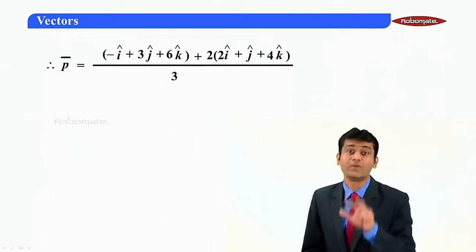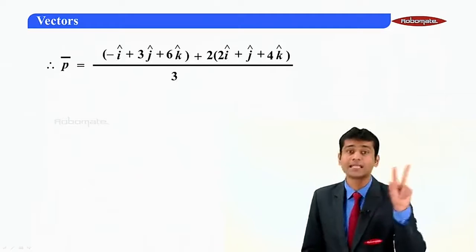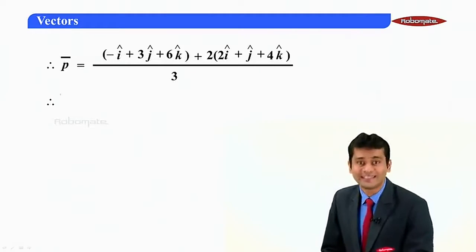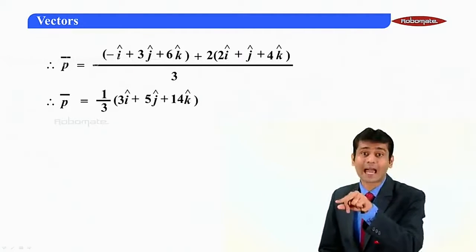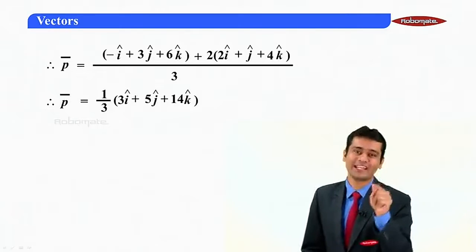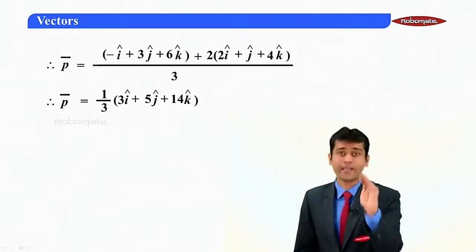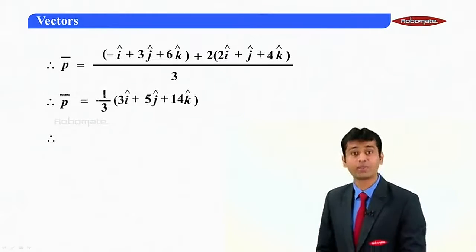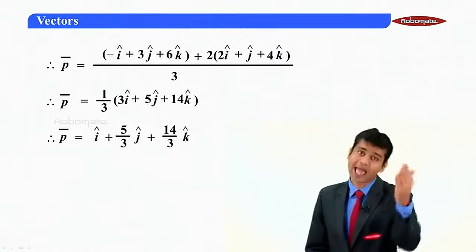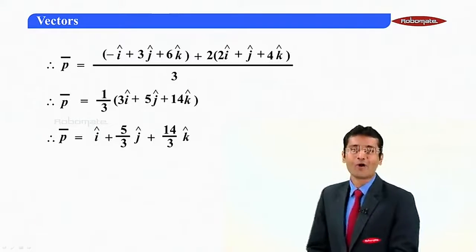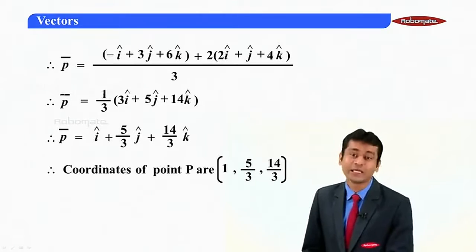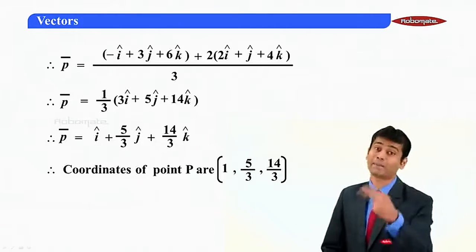Now, further simplifying it, we will add i cap terms, j cap terms and k cap terms. So adding the i cap terms, that is minus i cap plus 2 into 2, that is 4 i cap, you get 3 i cap. Then 3j cap plus 2j cap gives you 5j cap. And 6k cap plus 2 into 4, 8, gives you 14k cap, and the upon 3 I have made as 1/3 outside the bracket. So further simplifying it, 3/3 i cap gives you 1 i cap, then plus 5/3 j cap, and then plus 14/3 k cap. So you get your point P coordinates to be (1, 5/3, 14/3).